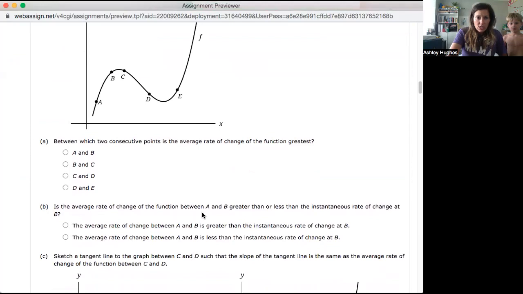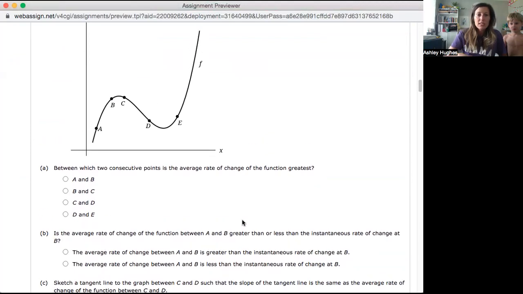Is the average rate of change of the function between A and B greater than or less than the instantaneous rate of change at B? So instantaneous rate means the tangent line slope. So instantaneous rate is this rate. Average rate is the rate of the secant line, which would be through the 2 points. Sorry, my line is not perfectly straight. So which one is more steep? The blue one. So we would have that the average rate is greater than that instantaneous rate.